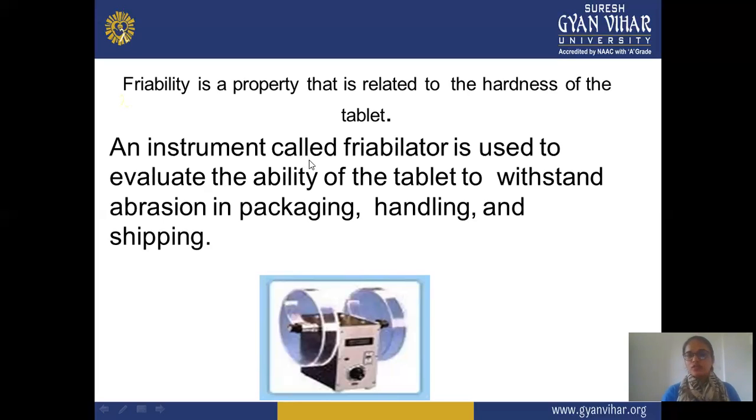The instrument, called the friabilator, is used to evaluate the ability of a tablet to withstand abrasion in packaging, handling, and shipping. Means your tablet should have good property and good ability to withstand the proper pressure or proper condition during packaging, handling or shipping condition.